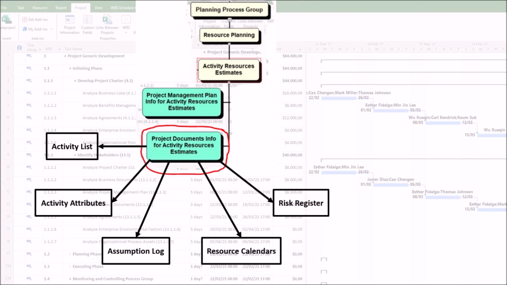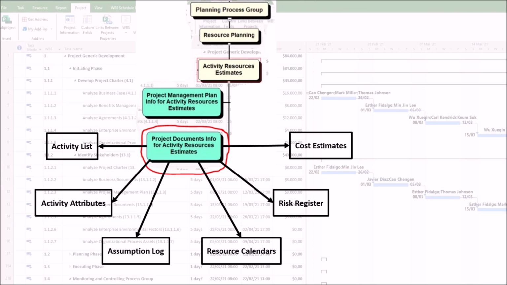5. Risk register. Contains risks that could impact resource selection, availability, or productivity, allowing for more robust estimates. 6. Cost estimates. Influences the choice of resources, as the cost of different resource options, such as senior versus junior staff, must align with the budget.